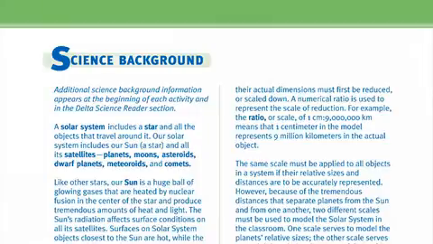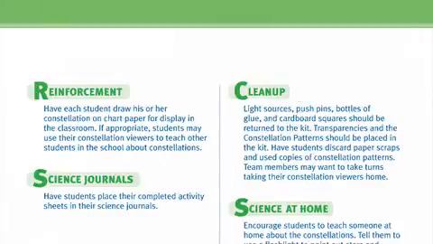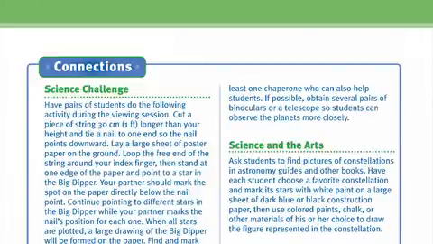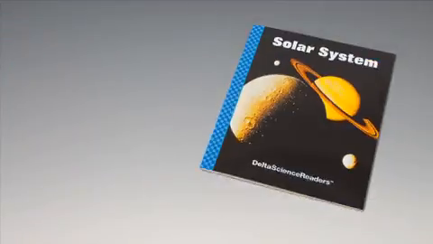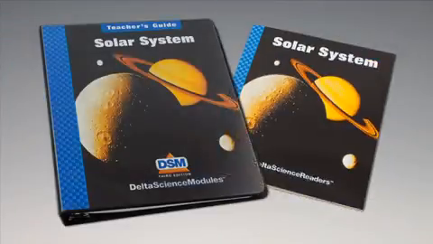To conclude the activity, return all materials to the kit and make sure to leave the solar system model on display in the classroom. For science background, reinforcement activities, curriculum connections, and information about the Delta Science Reader, please consult your DSM Teacher's Guide.